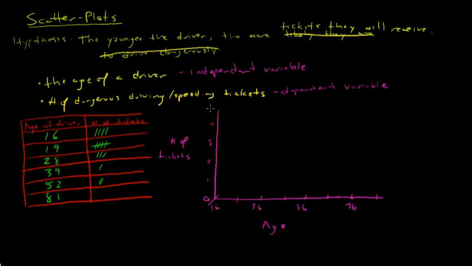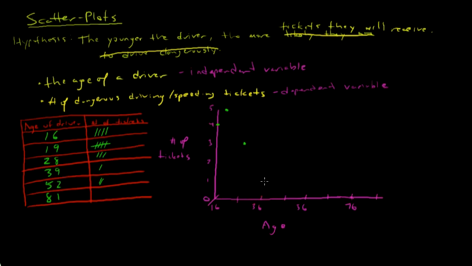So our 16-year-old had 5 tickets. Our 19-year-old, and that's bound to be right around here, our 16-year-old had 4. Our 19-year-old had 5. Our 28-year-old had 3. Our 39-year-old had 1. 52-year-old had 2. And the 81-year-old had none. So that's right down here, 0.